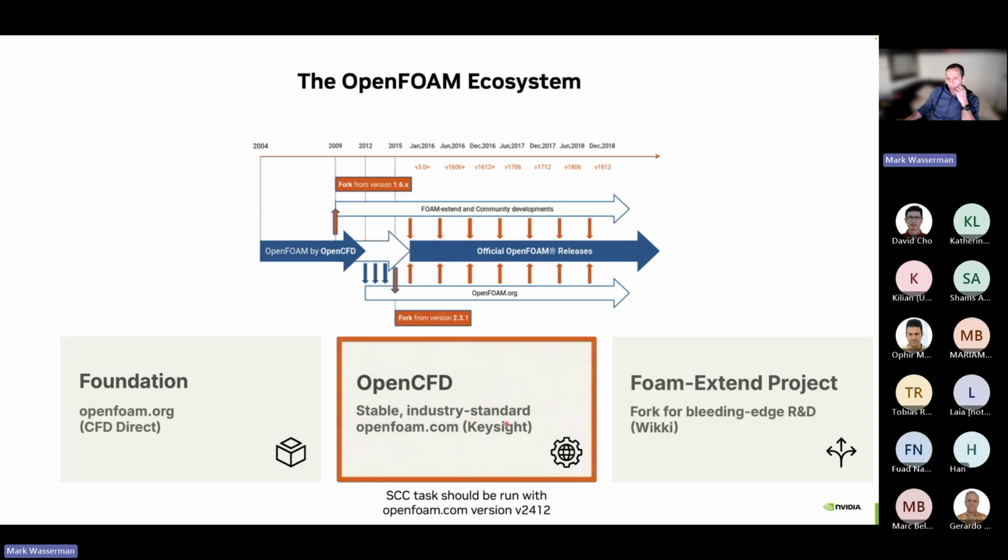So for us, we are interested in high performance, and therefore we choose to employ the industry standard openfoam.com version, which is led by OpenCFD, the subsidiary of Keysight. So keep in mind that this task should be run with the openfoam.com version, and specifically with the specific version, which is 2412. The case that you are given was tested with this version, and we highly recommend running this case with this version.